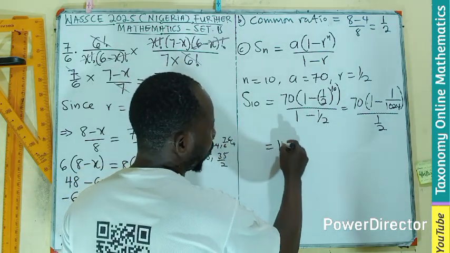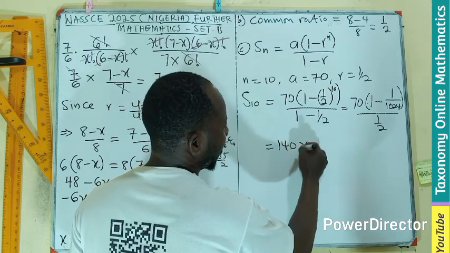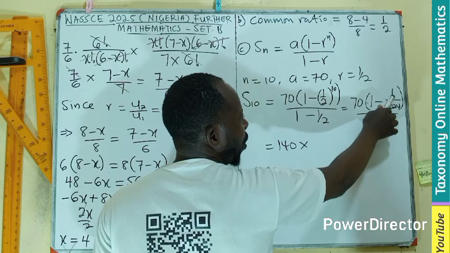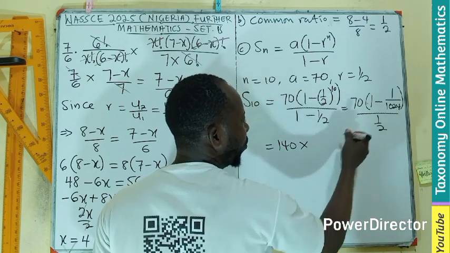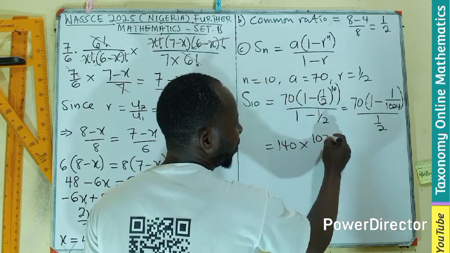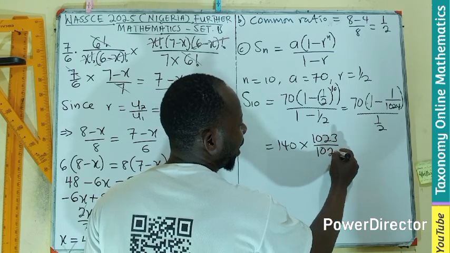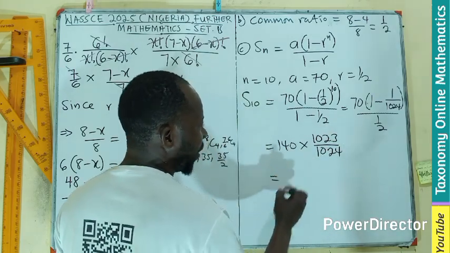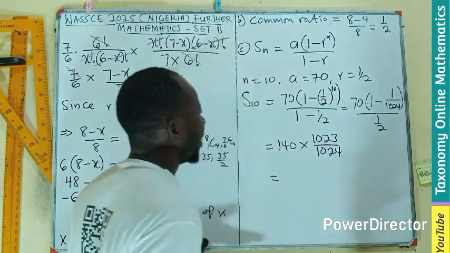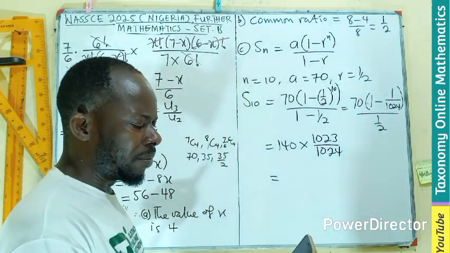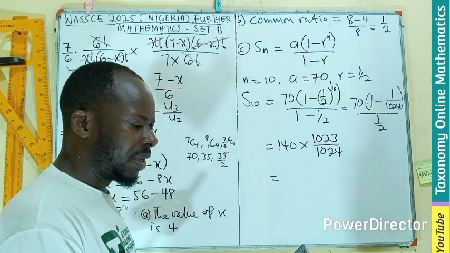Remember, it's a double division here, so this division goes up to multiply the top. That will give us 140 times. Remember, if you are subtracting a fraction from 1, you only subtract your numerator from your denominator. And that will give you 1023 divided by 1024. If you put that in our calculator, then we can tell what our sum of the first 10 terms is going to be in this GP.